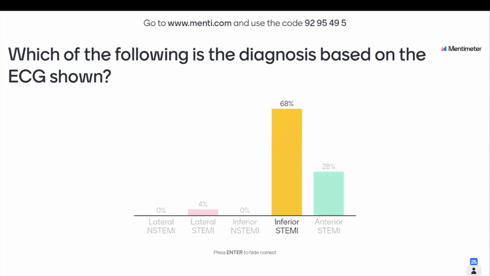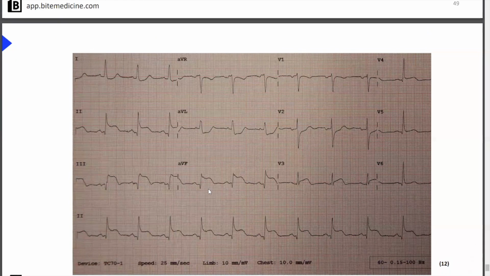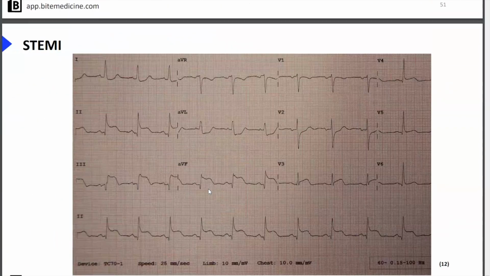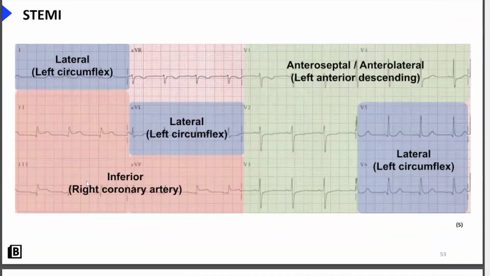Inferior STEMI, good. So remember, it's all to do with the leads. Where is the ST elevation? 2, 3, AVF. Because you're all vector masters by now, you know 2, 3, AVF is the inferior part of the heart.